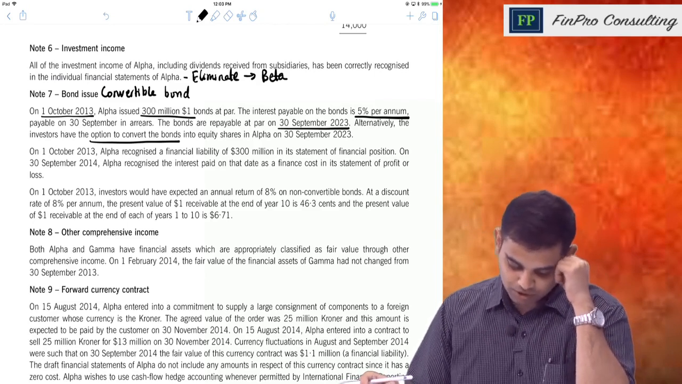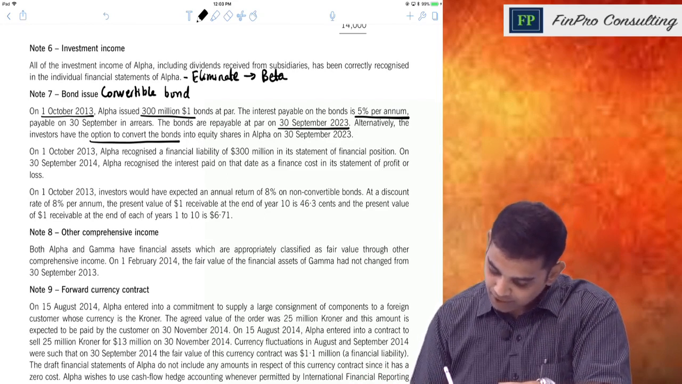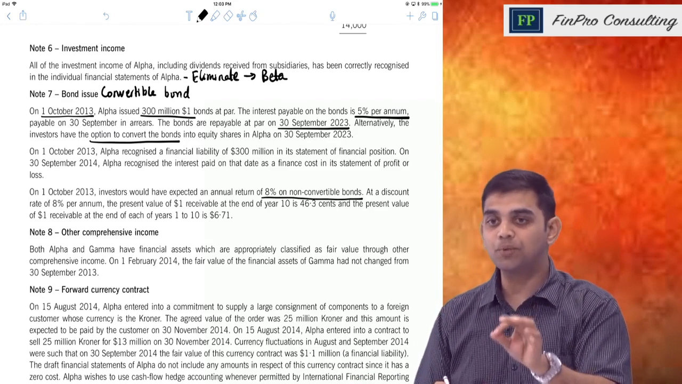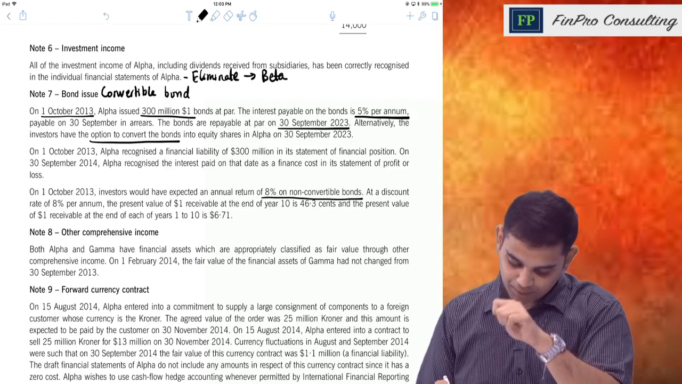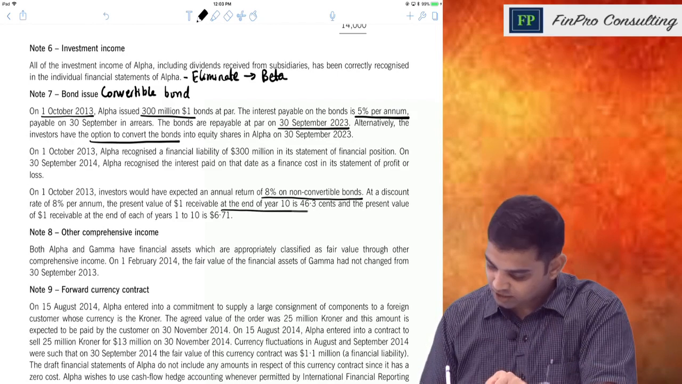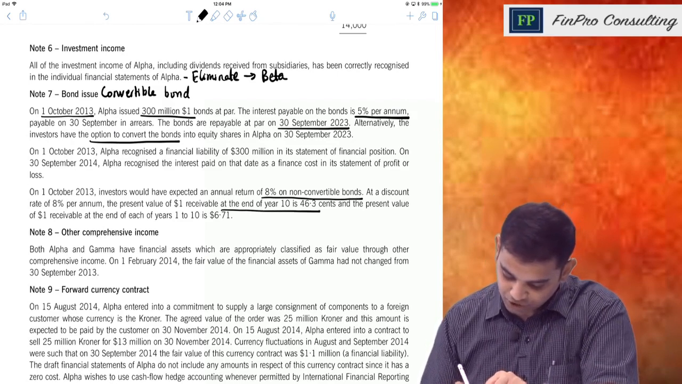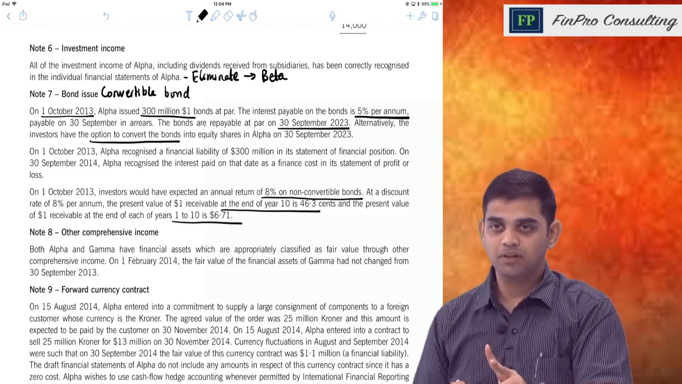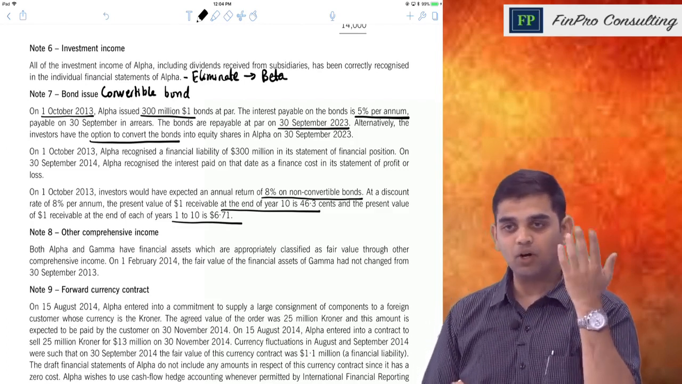On 1st October 2013, investors would have expected an annual return of 8%, underline 8% on non-convertible bonds. That means market rate of interest on pure liability component would have been 8%. At a discount rate of 8%, the present value of $1 receivable at the end of 10 years is 46.3 cents, and $1 receivable at the end of each of 1 to 10 years is 6.71. Why these two discount rates are given? Because interest is payable annually and principal is payable only at the end.